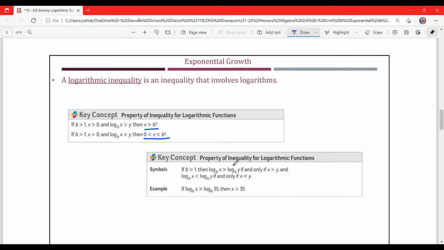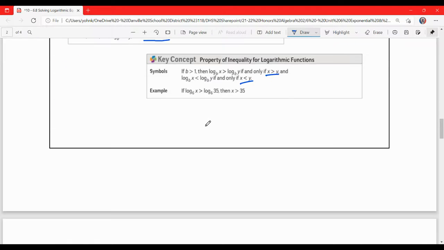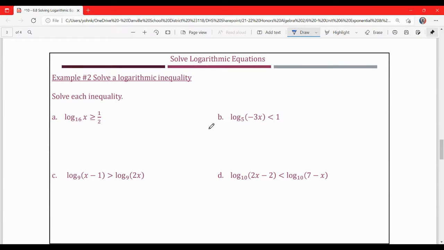If you have logs on both sides of the inequality, this makes it super easy, because if log base b of x is greater than log base b of y, then x is greater than y. If log base b of x is less than log base b of y, then x is less than y. So the only ones you really need to be careful of are when you only have a single log in your inequality statement. Then you have to do some funky stuff. So let's take a look at some examples.